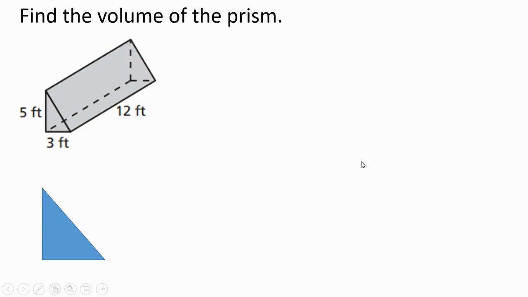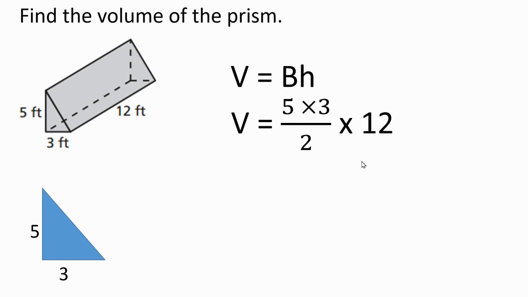On this one, 3 and 5. So we go 3 times 5 divided by 2 times 12. Get 90 feet cubed.